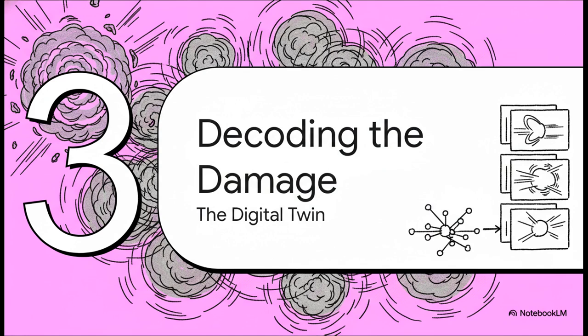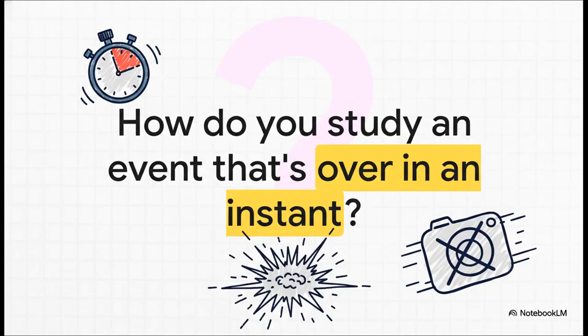Okay, but this brings up a pretty obvious problem, right? How on earth do you study an event that is so incredibly fast, so violent, and so complex? It's not like you can just hit the slow motion button in real life. It's a fundamental challenge for scientists. How are you supposed to gather data on forces and impacts that last for just a few milliseconds? Well, the answer, it turns out, isn't to build a better camera, it's to build a better reality.